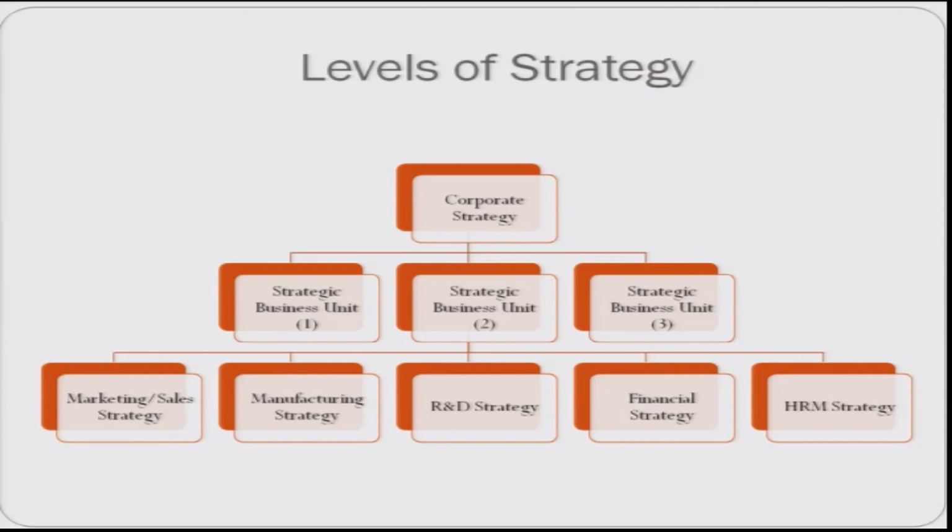At the topmost level, we have the corporate strategy, where a conglomerate which has different businesses has this corporate strategy, which determines the mission, vision and objectives of the organization and provides the necessary resources to its different businesses. Then you have different SBUs or strategic business units which operate in different industry sectors.